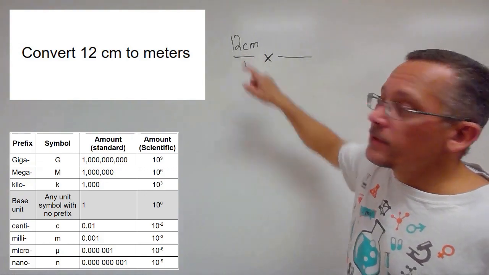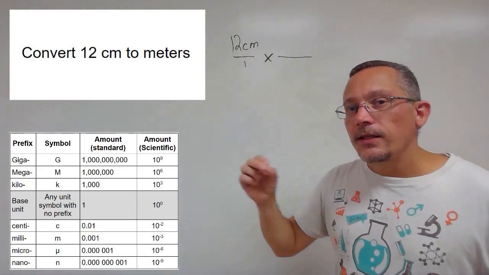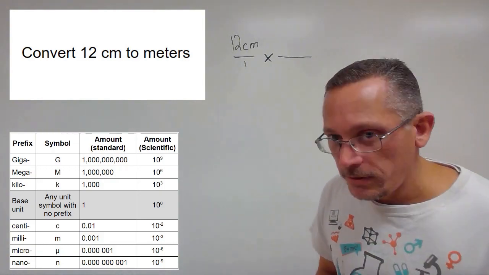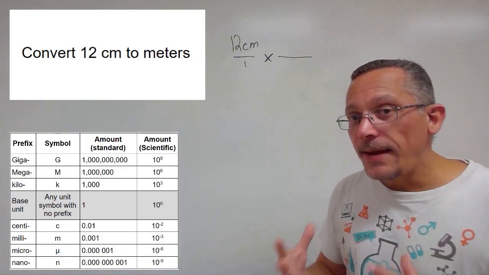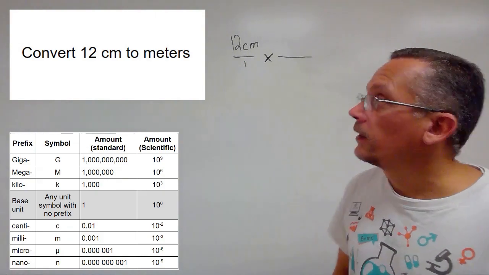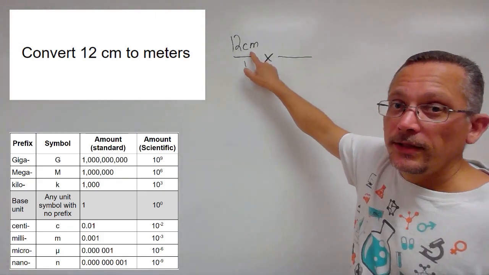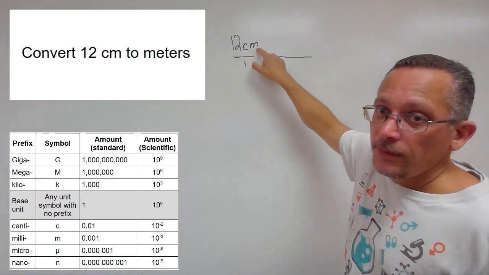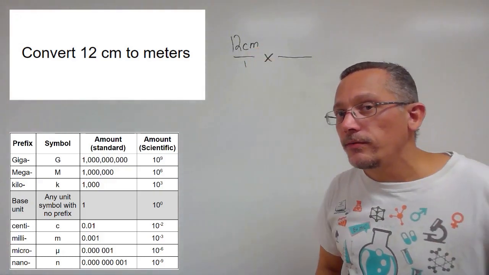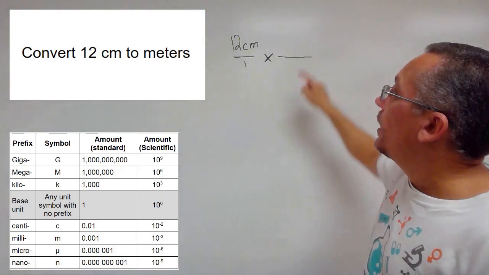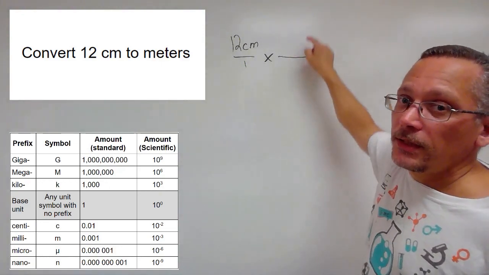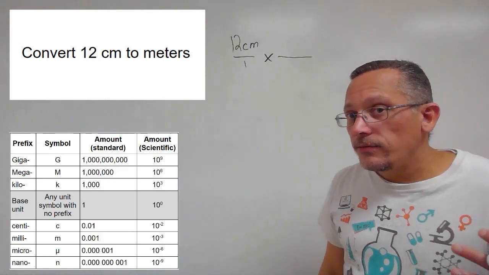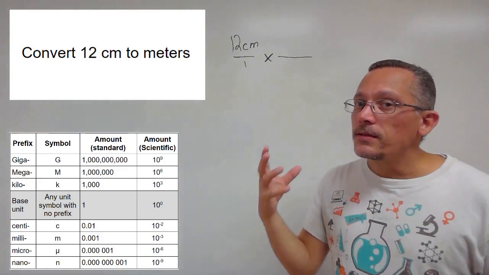Okay, so I've looked up centi. It means 10 to the minus 2. And that's 10 to the minus 2 meters. That's that many of the base unit equals 1 of the prefixed unit. Okay, so 1 centimeter is 10 to the negative 2 meters. And I'm going to put each of those numbers into this fraction. Okay, so 10 to the negative 2 meters and 1 centimeter.